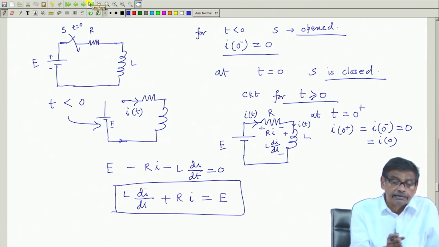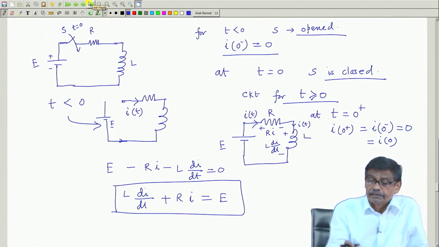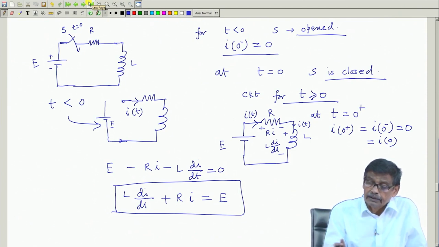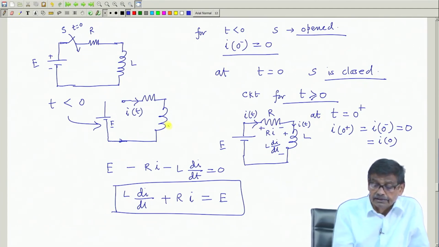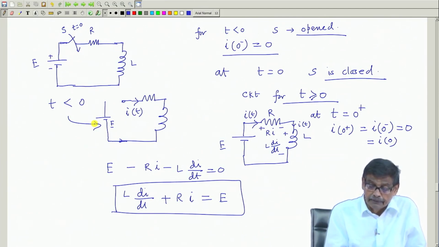A series RL circuit, switch was open for a long time. Then these are the conclusions I immediately draw. I(0-) = 0 at t equal to 0, switch is closed. So, better draw the circuit for t less than 0 and t greater than or equal to 0. Always try to do that at least at the beginning, so that you do not make any mistake.